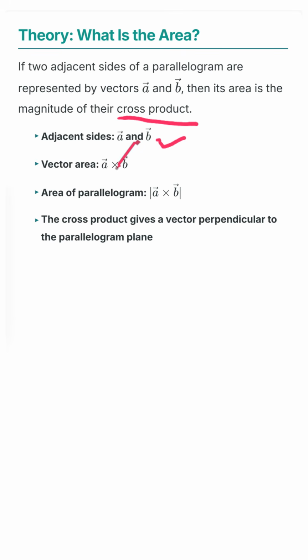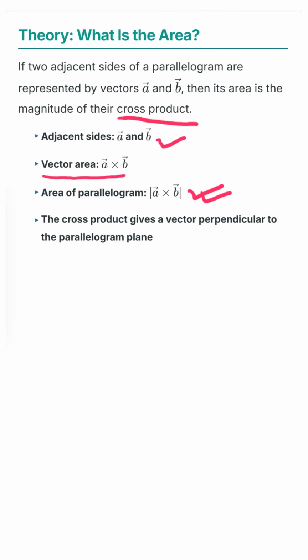Because it has both direction and magnitude, it is called the vector area. However, the actual area of the parallelogram is only the magnitude of this cross product, so the area is equal to the magnitude of vector A cross vector B. To calculate the cross product, we usually use the determinant method.